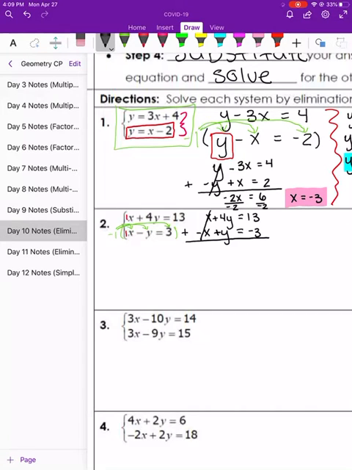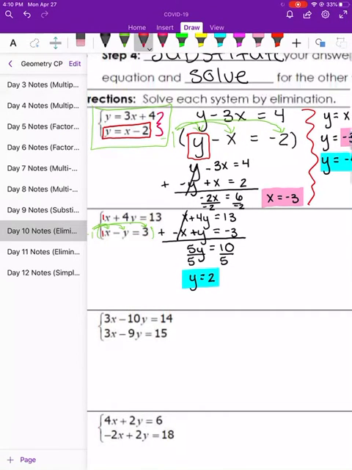And now we add them. X minus x cancel, which they should. 4y plus y gives me a 5y. And then 13 minus 3 equals 10. Divide by 5. And I get that y equals 2.